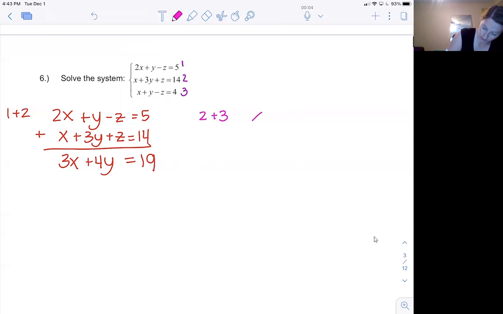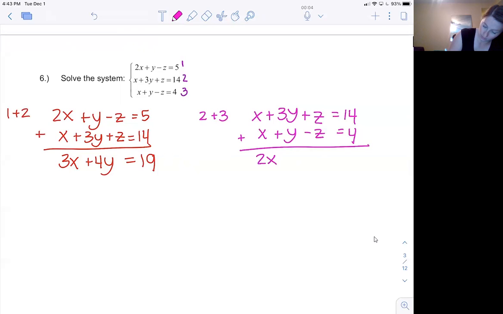So equation 2 is x plus 3y plus z equals 14. And equation 3 is x plus y minus z equals 4. x plus x is 2x. 3y plus y is 4y. And then my z's cancel out, which is what I want. 14 plus 4 is 18.